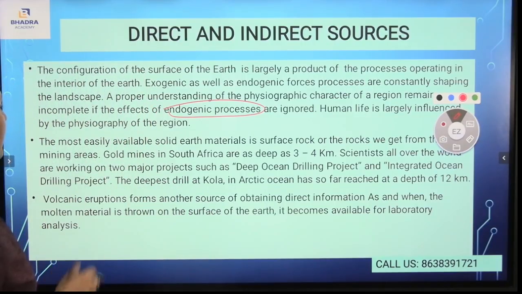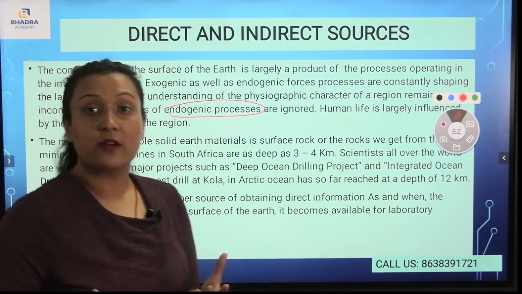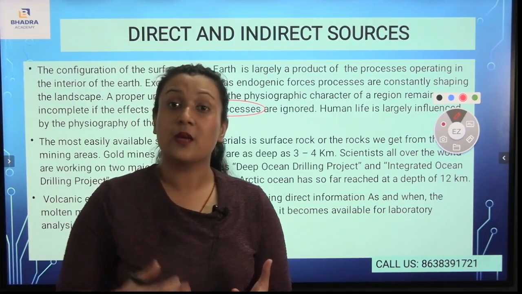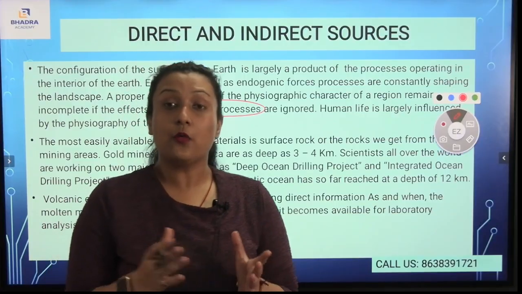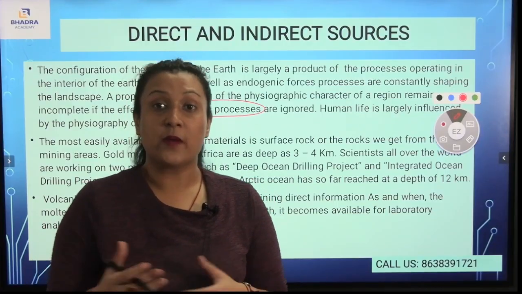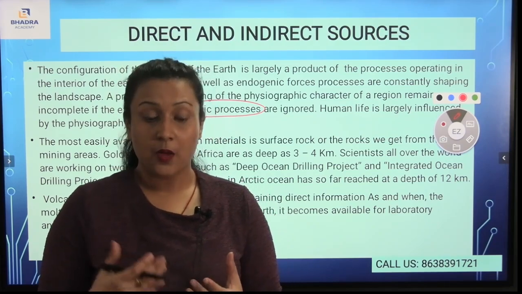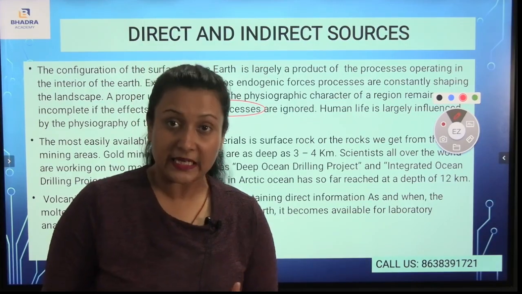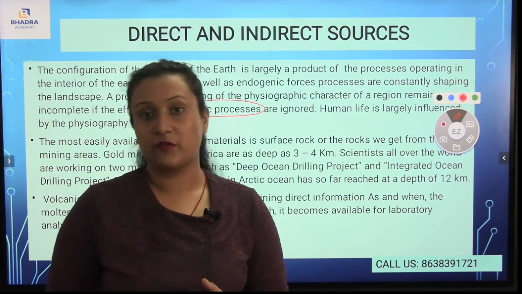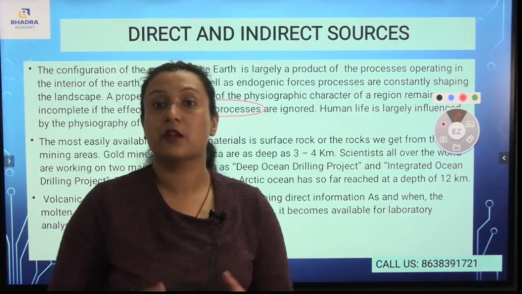Now, the most easily available solid earth material is surface rock, or the rocks we get from the mining areas. Gold mines in South Africa are as deep as 3 to 4 kilometers. Now, if I talk about the solid earth materials, we are understanding the direct sources of the earth. The solid materials, gold, silver, any kind of materials that we get through mining are termed the direct sources of the earth.